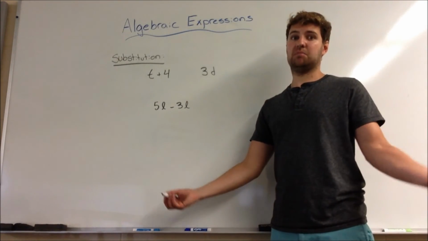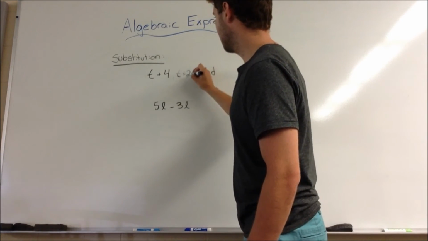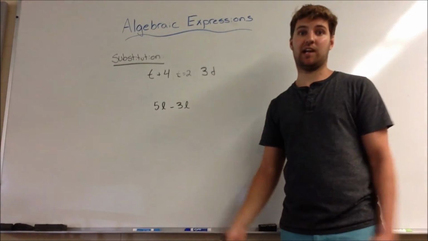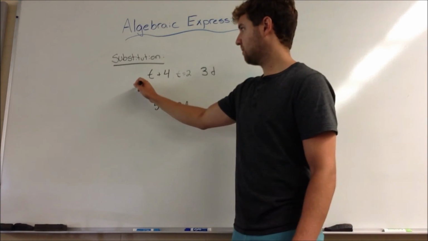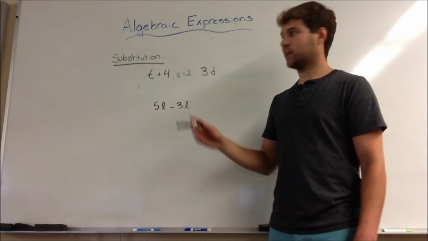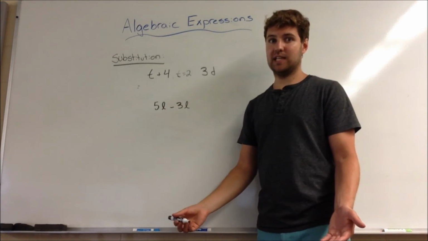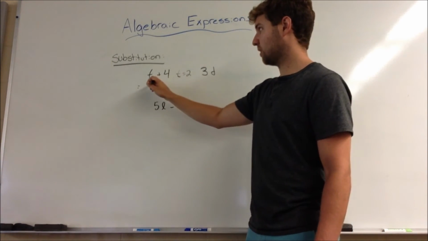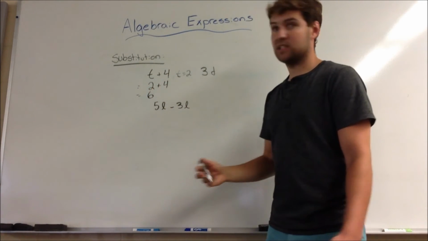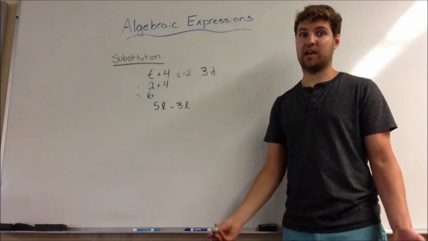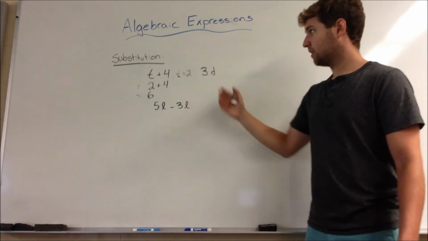For example, the first one. Let's say t equals 2. I could have picked 1, I could have picked 0, I could have picked negative 5, could have picked anything. But let's say, just for fun, that t equals 2. What we can do now is we can substitute 2 in for t, because we know what the value of t is now. T is 2. So instead of t plus 4, we can write this is 2 plus 4, which is 6. If I picked a different value for t, we would have got a different answer when we evaluated the expression.